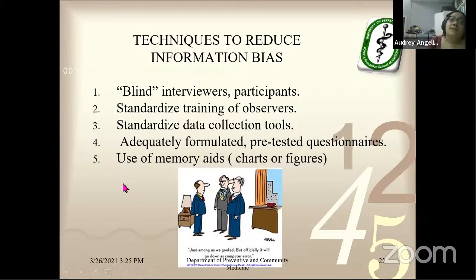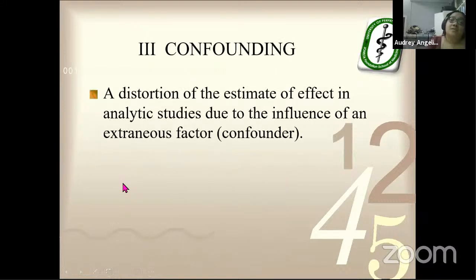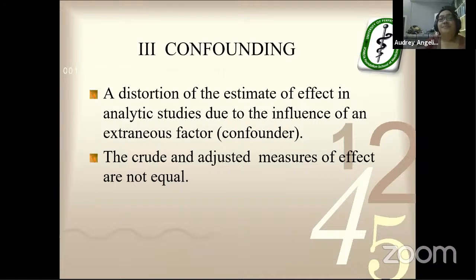We use memory aids, charts, or figures. Confounding is a variable that distorts the estimate of effect in analytic studies due to the influence of an extraneous factor. So the crude and adjusted measures of effect are not equal.